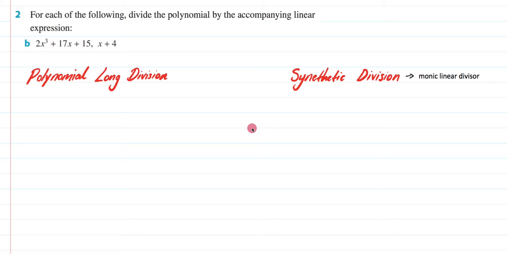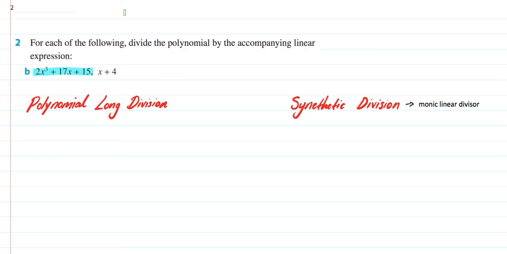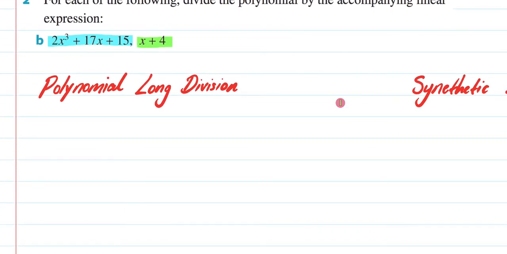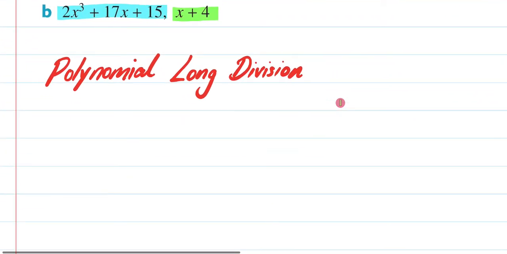We are going through exercise 6b, and in this video, I'll go through question 2b, which says, for each of the following, divide the polynomial by the accompanying linear expression. So that means this is going to be my dividend, and this right here is going to be my divisor. I'm going to be showing you two methods, our traditional polynomial long division method, and then I'm also going to show you a shortcut called synthetic division, which is purely optional. If you do not want to learn it, that is perfectly fine. So let me zoom in and let us get stuck into our traditional polynomial long division.